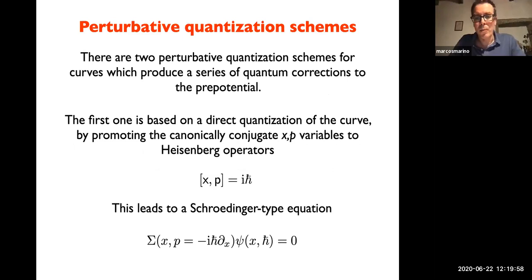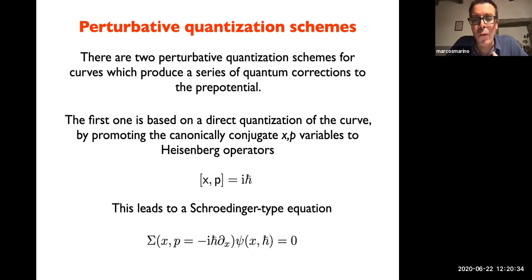So now imagine that you want to actually try to compute quantum corrections to a theory based on a curve. So what should you do? In a sense, historically, in the last years, there have been essentially two different quantization schemes. I'm going to call these perturbative quantization schemes. So these are two machineries which, given a curve, produce for you a series of quantum corrections. And these are quite universal methods to do that. So, there are two of them. Let me first tell you what the first one is.